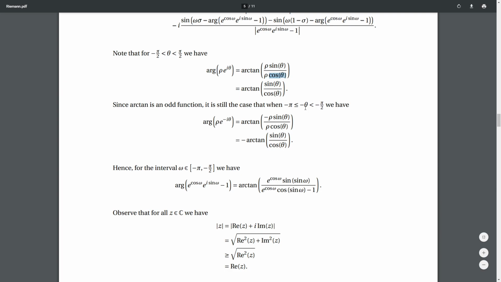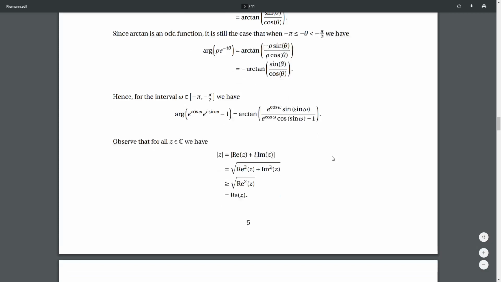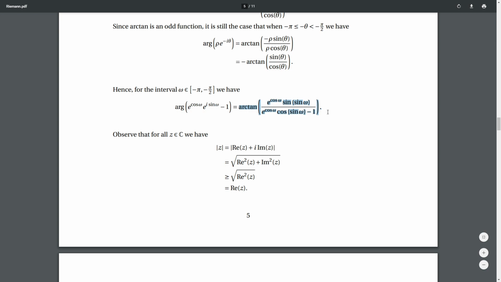This is still the case. We can consider it even if we have some negative theta. The negative passes right through, and we end up with a negative arctangent. So we have this, and the argument can be computed using arctangent.